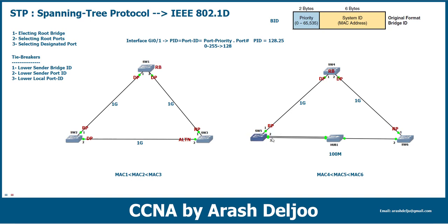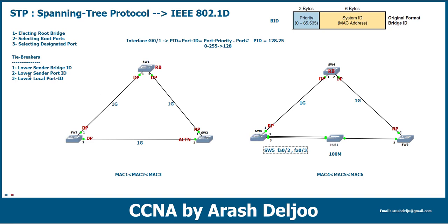Now we need to find the designated port between these two interfaces, port 2 of switch 5 and port 3 of switch 5. Look at here, we have three ports in switch 5. Switch 5 has FastEthernet 0/2 and also FastEthernet 0/3. And in switch 6 we have one port, FastEthernet 0/2. With the first tiebreaker, the lower sender bridge ID, we can understand that this port, port 2 of switch 6, is not the designated port. But now we have again two ports that both use the same sender bridge ID.